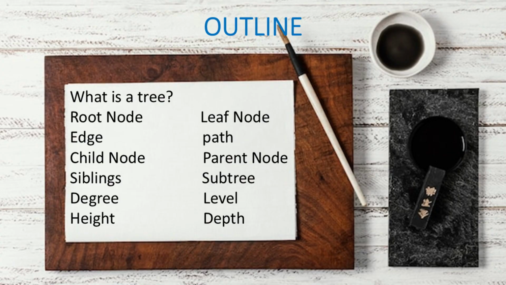Today I'm going to be discussing tree terminology. After this session, you can get a general idea about these things. What is a tree, root node, leaf node, edge, path, child node, parent node, siblings, subtrees, degree, level, height, and depth. So first, let's see what is a tree.